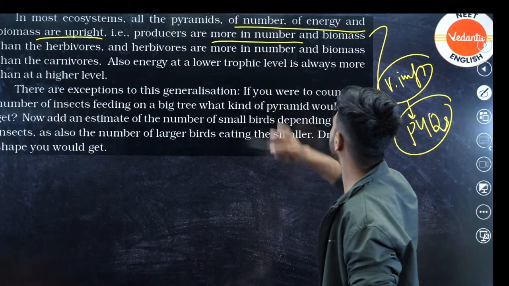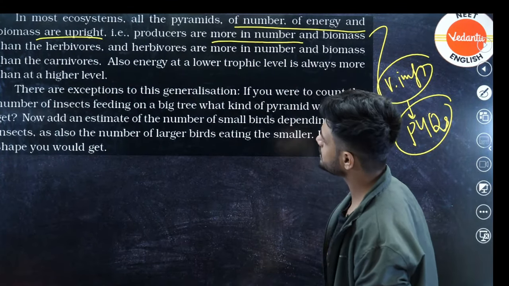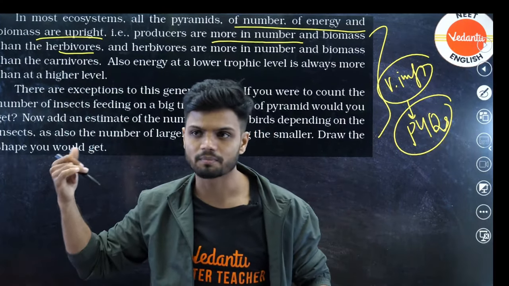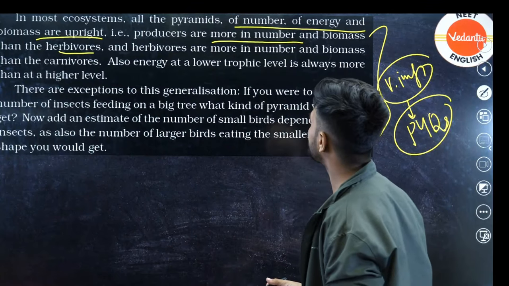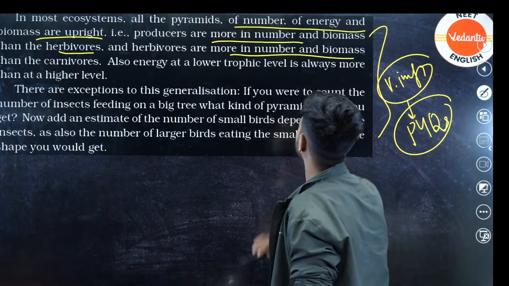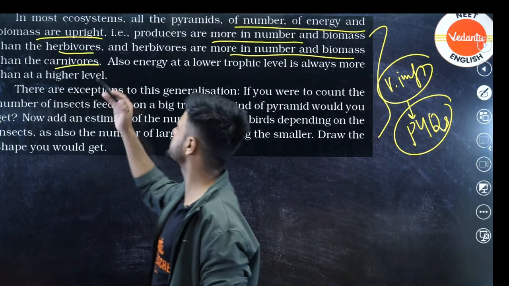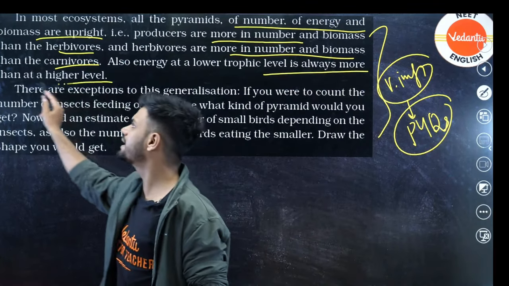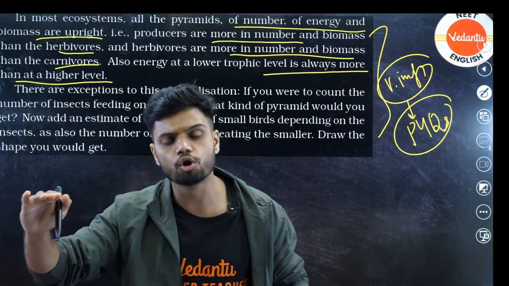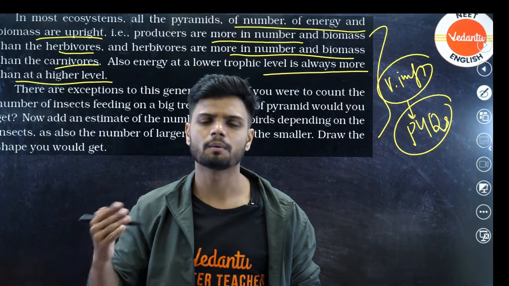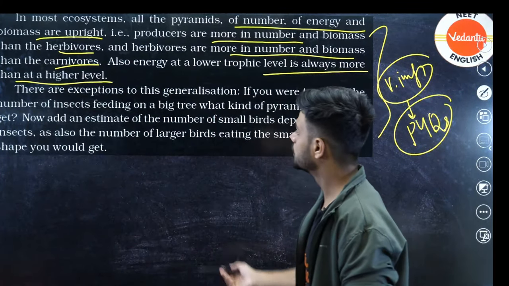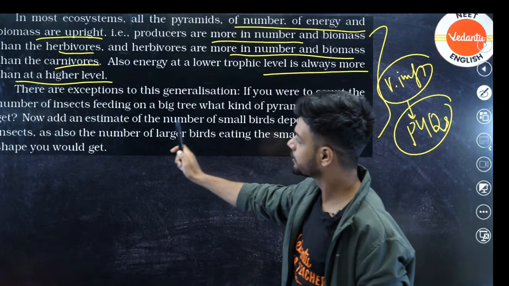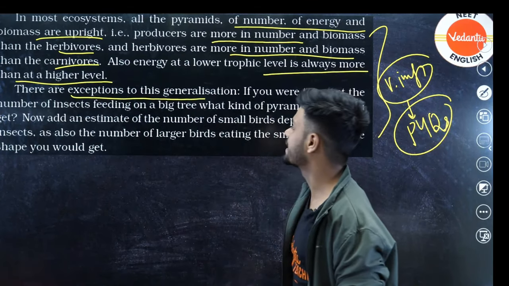Producers are more in number and biomass than the herbivores. Obviously, plants are more in number. And herbivores are more in number and in biomass than the carnivores, obviously. And also, energy at the lower trophic level is always more than at the higher trophic level. Plants produce more energy. There are exceptions. Now, this is clear. This is important now. There are exceptions to this generalization.